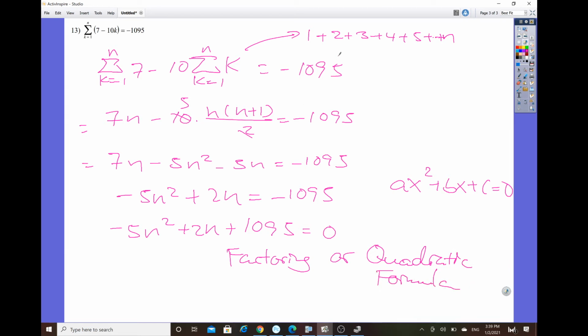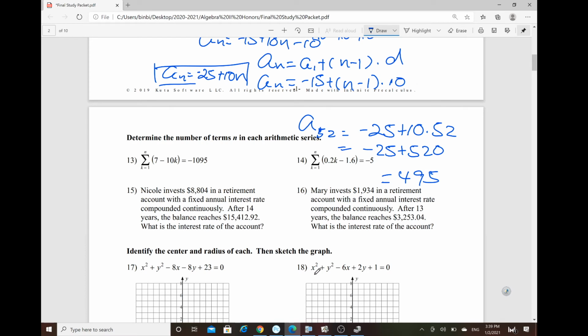Okay, so now let's see what else. Going back to the packet. Okay, so the next set of problems here is all about compound interest. So this one is compound interest continuously. Okay, so now to look at number 15.